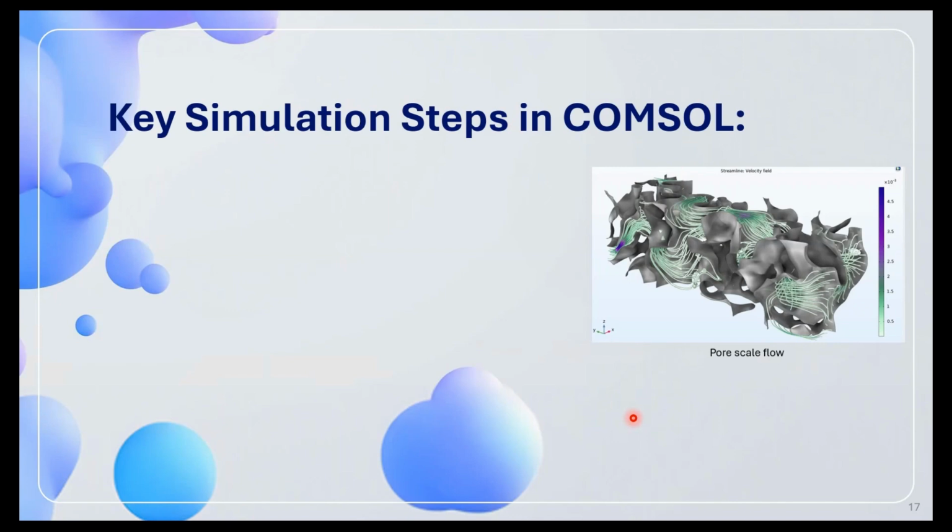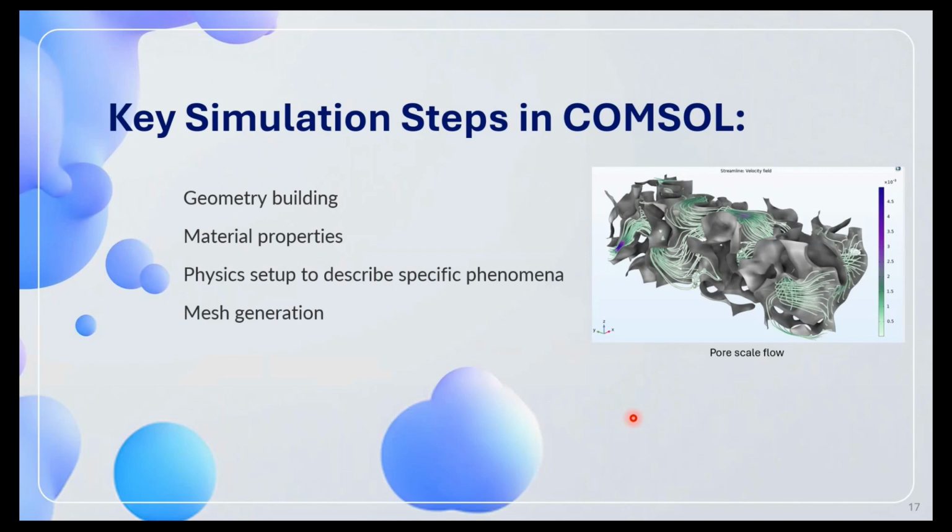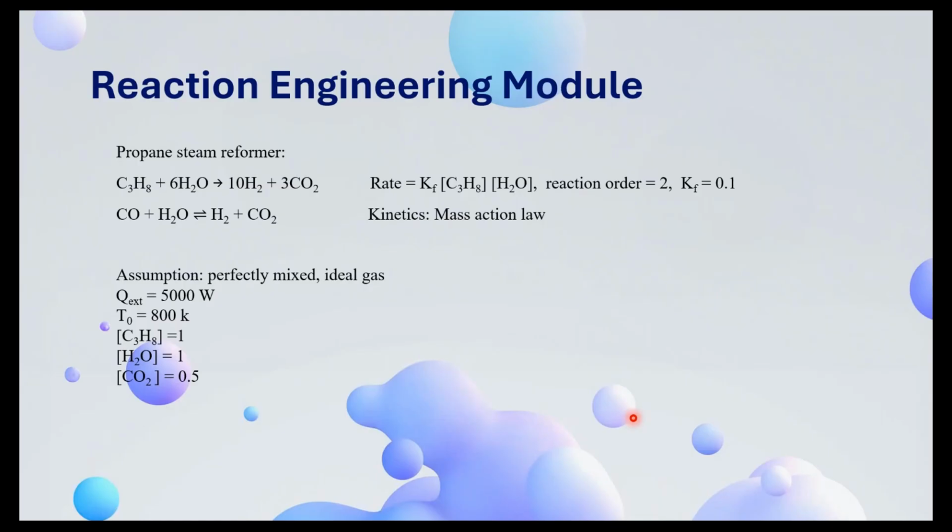But there are key steps of simulation. First, build the geometry of the phenomena, then add material properties, set up and add the different physics, carefully describing the phenomenon, then generate the mesh, solve the multiphysics model, and then evaluate and optimize the results. But let's go to the example where we want to simulate a reaction in COMSOL.